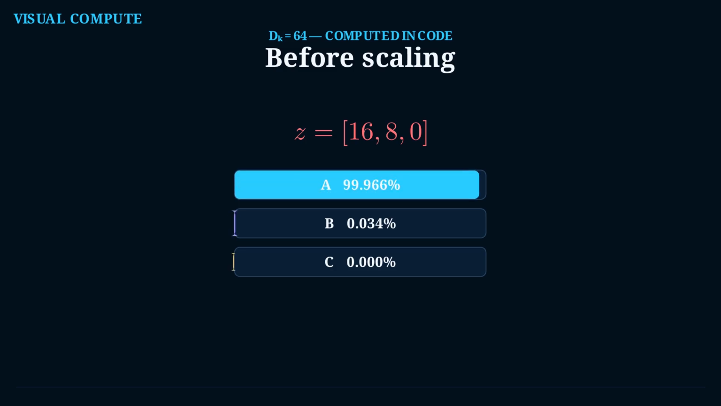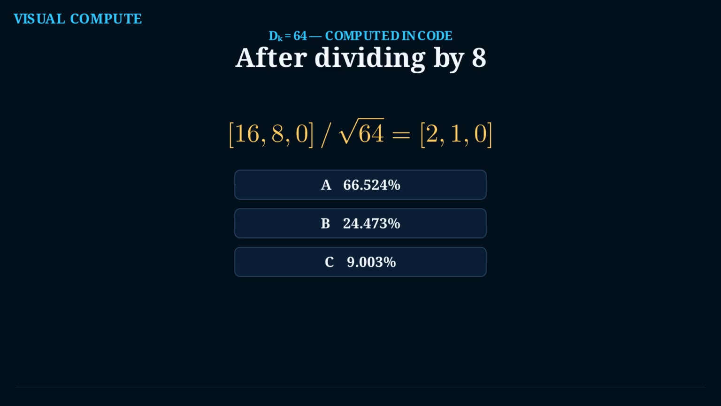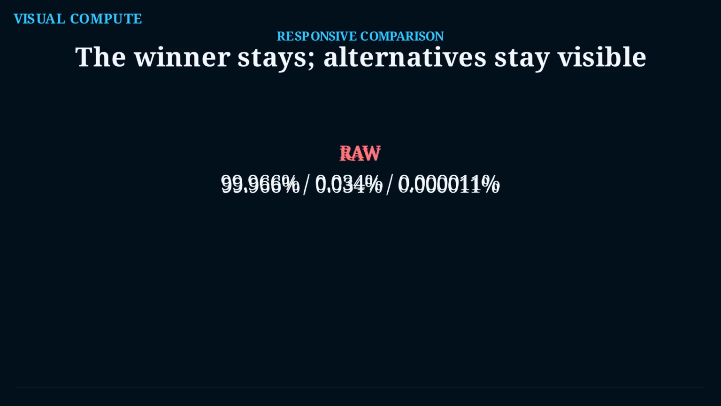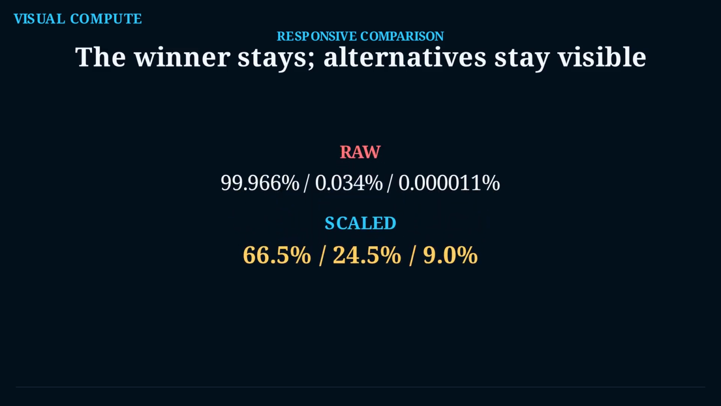Now use a concrete width of 64. Suppose the raw logits are 16, 8 and 0. Computing softmax in code gives about 99.966%, 0.034%, and effectively 0. The square root of 64 is 8. Divide every logit by 8 and 16, 8, 0 becomes 2, 1, 0. Code now gives about 66.5, 24.5 and 9.0%. Scaling did not change which candidate ranks first. It changed how responsive the comparison remains.